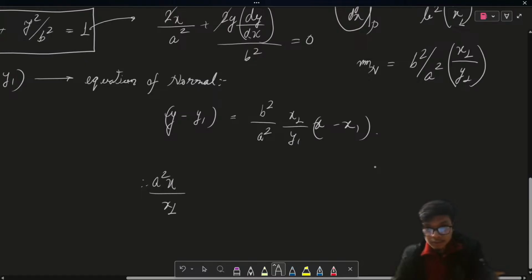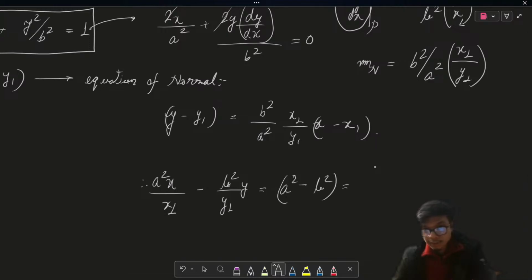a square x by x1 minus b square y by y1 is equal to a square minus b square, and this can also be given as equal to a square e square, right?